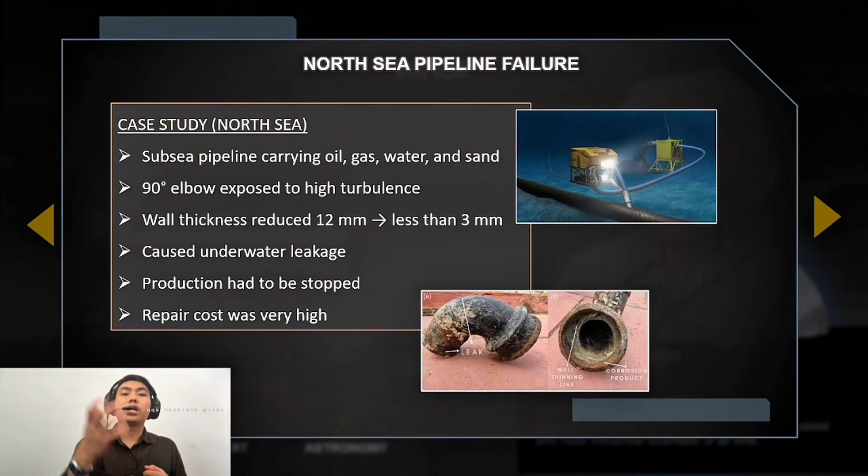When the wall became too thin, the pipe leaked underwater, as shown in the ROV image on the right. Because of this leak, the production had to be stopped and the repair cost was very high. In the picture at the bottom, you can see the damaged elbow, where you see the metal thinning and corrosion product inside. So that's all on the North Sea pipeline failure. I will continue to the next slide.